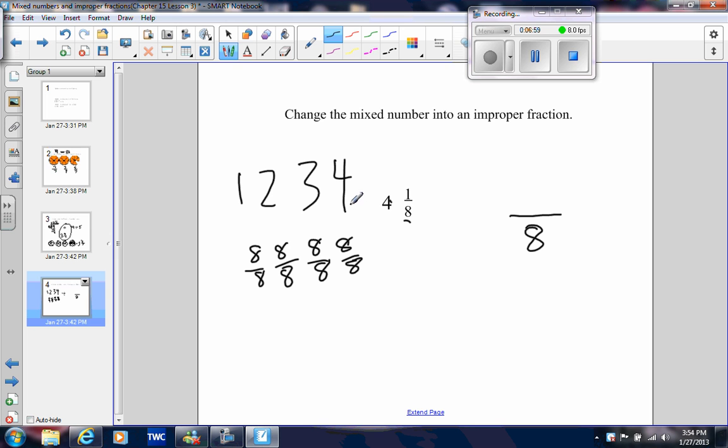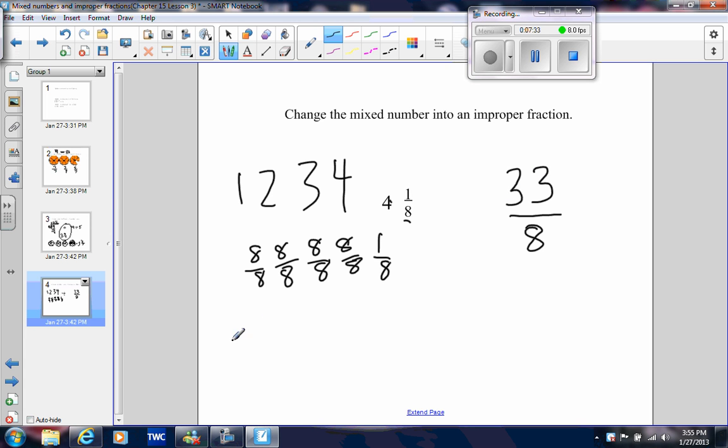Now you can see 8 plus 8 plus 8 plus 8. We know how to do that in a quicker way. That's 8 times 4. So what you would do here is take 8 times 4. This shows us we're doing the whole thing, 8/8, 4 different times in a row. That's 4 times 8 to get 32. But then we also have this last eighth left over. So that's 4 times 8 to get 32, and then one more to get 33.